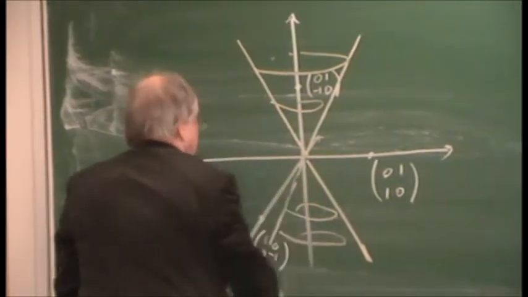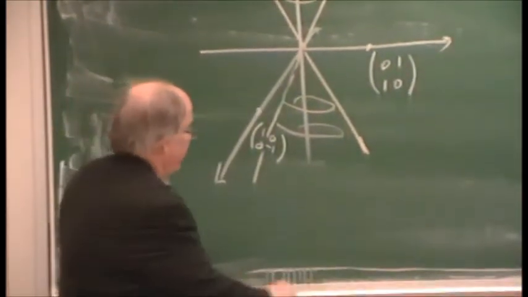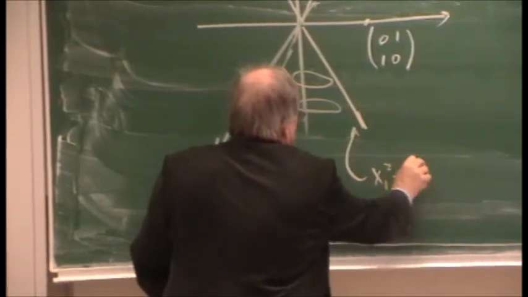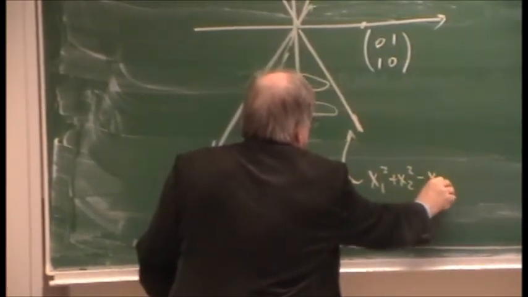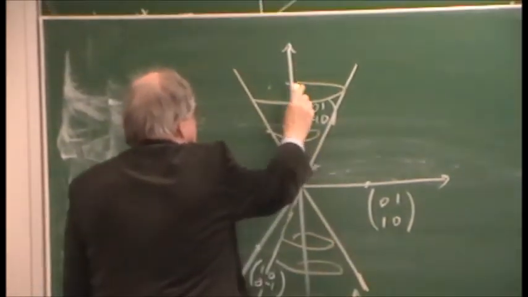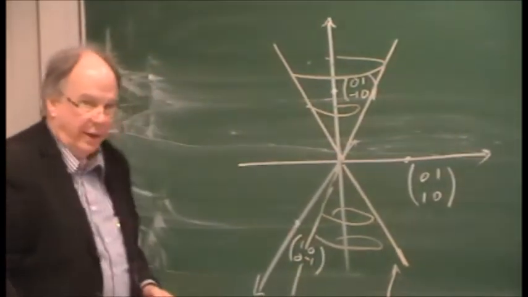So let me emphasize that here. The cone is x1 squared plus x2 squared minus x3 squared equals 0. These are negative vectors inside the light cone and positive vectors outside the light cone.